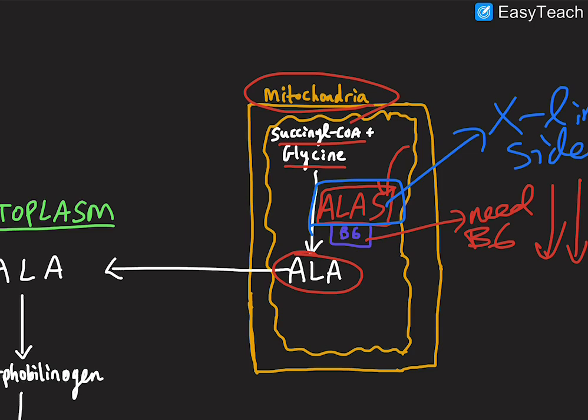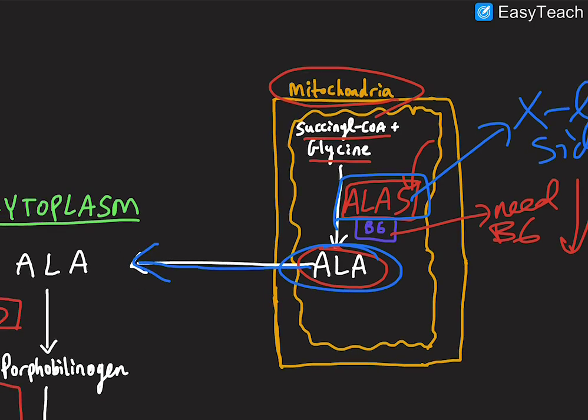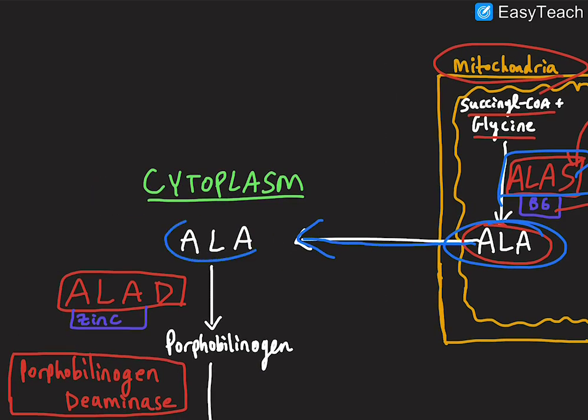Now aminolevulinic acid moves out of the mitochondria into the cytoplasm. From there, ALA is converted into porphobilinogen via ALA dehydratase. Again, it's important to know that this enzyme, aminolevulinic acid dehydratase, needs zinc in order to function. So ALAD needs zinc to function, and it converts ALA to porphobilinogen.